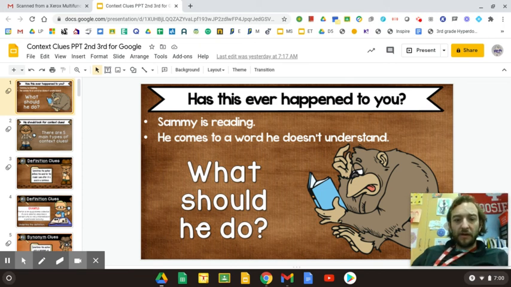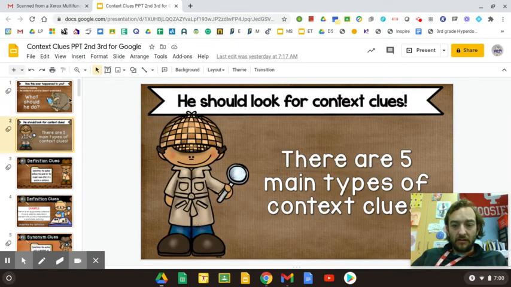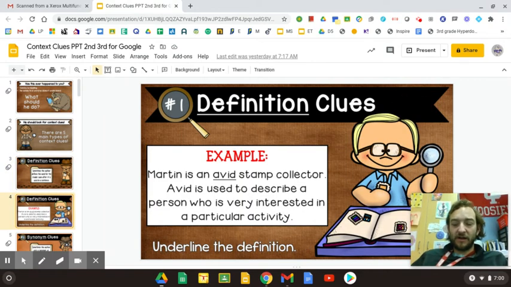We're going to review some context clues today. Keep working on those. So let's go over our 5 types. There are the 5 main ones. The first one is a definition, and that's where the author defines the word for you after he uses it in a sentence. So remember yesterday we talked about avid.